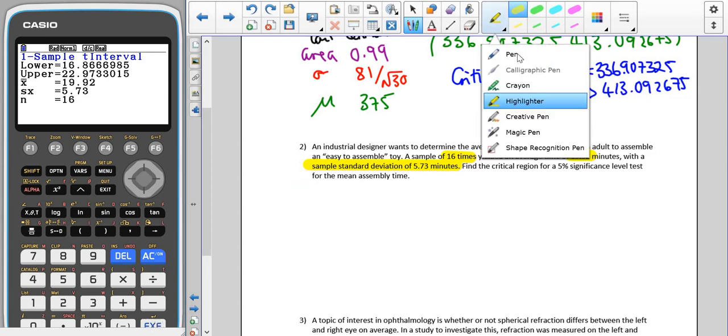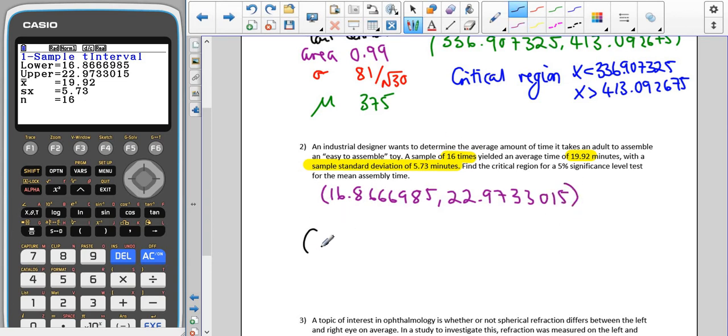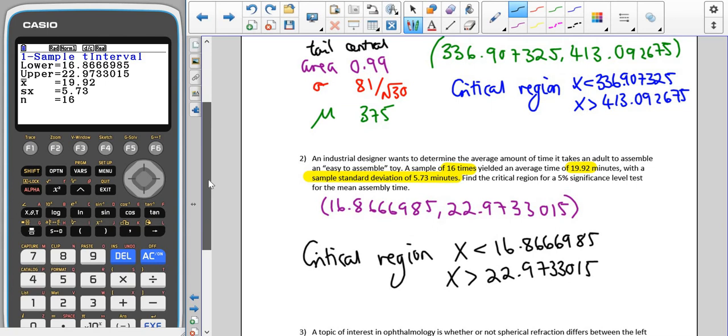So that gives us 16.8666985 to 22.9733015, which means that our critical region is going to be that X is smaller than 16.8666985, or X is larger than 22.9733015. And again, you could perform some rounding with that.